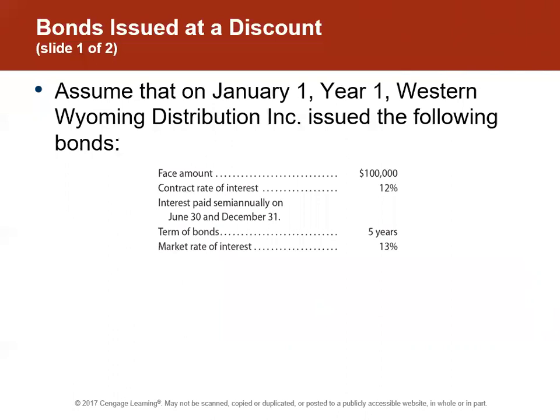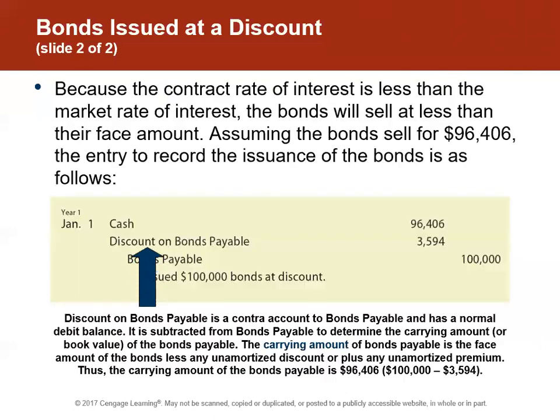So when the stated interest rate on the bond is less than the market rate, we discount the bond. Okay, so this one is January 1, year 1, Western Wyoming Distribution issued the following bonds. We have a face amount or principal value of $100,000. The stated contract rate is 12%. We're paying interest semi-annually, June 30 and December 31st, for 5 years, and the market rate is 13%. Because the contract rate is less than the market rate, we're going to sell this bond at less than face value.